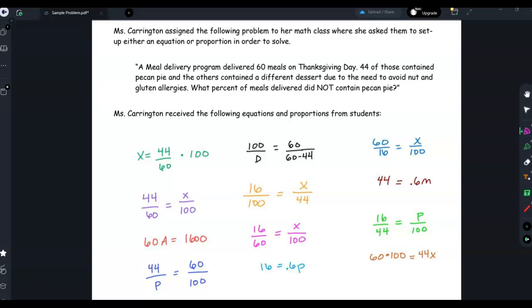A meal delivery program delivered 60 meals on Thanksgiving Day. 44 of those contained pecan pie, and the others contained a different dessert due to the need to avoid nut and gluten allergies. What percent of the meals delivered did not contain pecan pie?